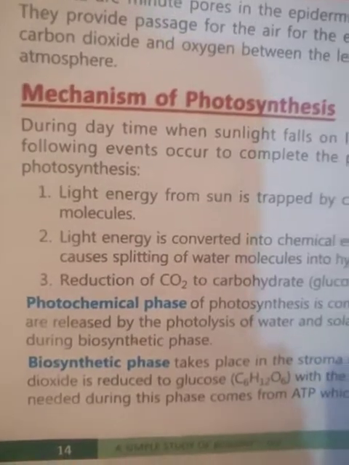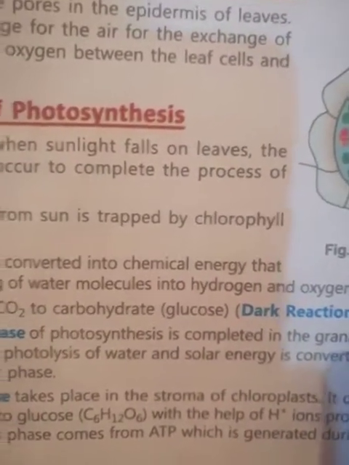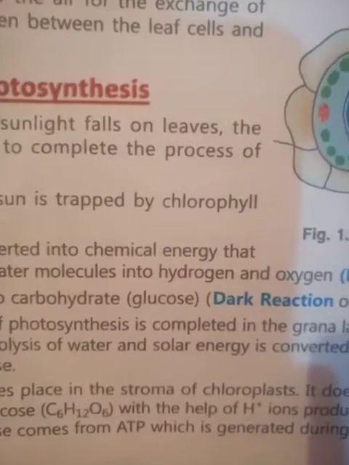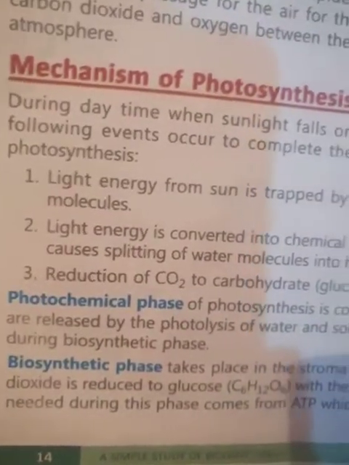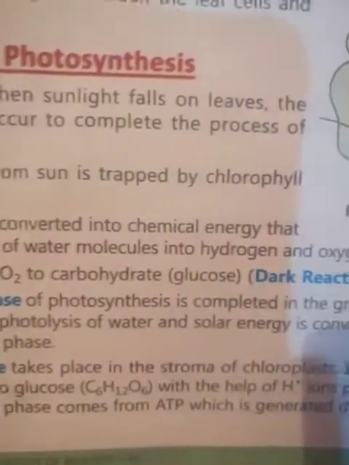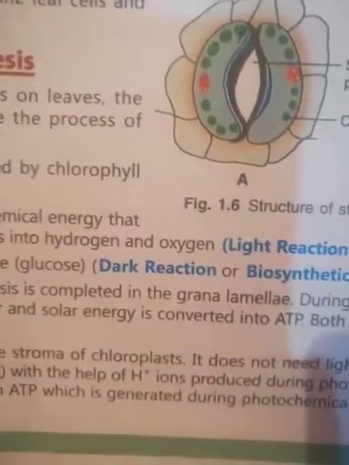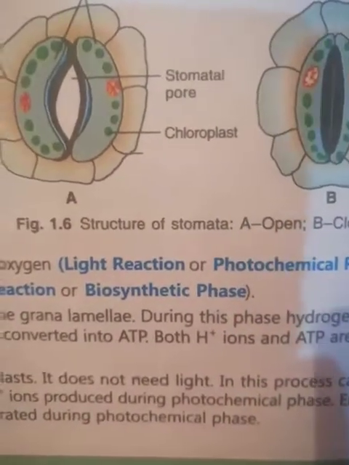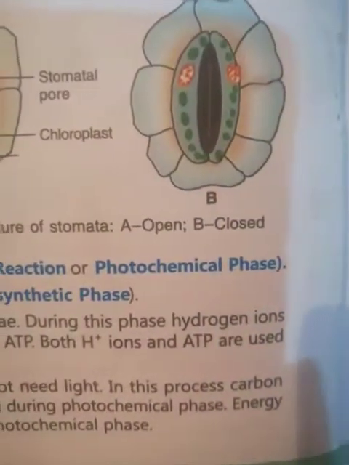First one, light energy from sun is trapped by chlorophyll molecules. Light energy is converted into chemical energy that causes splitting of water molecule into hydrogen ion and oxygen. That is light reaction or photochemical phase.